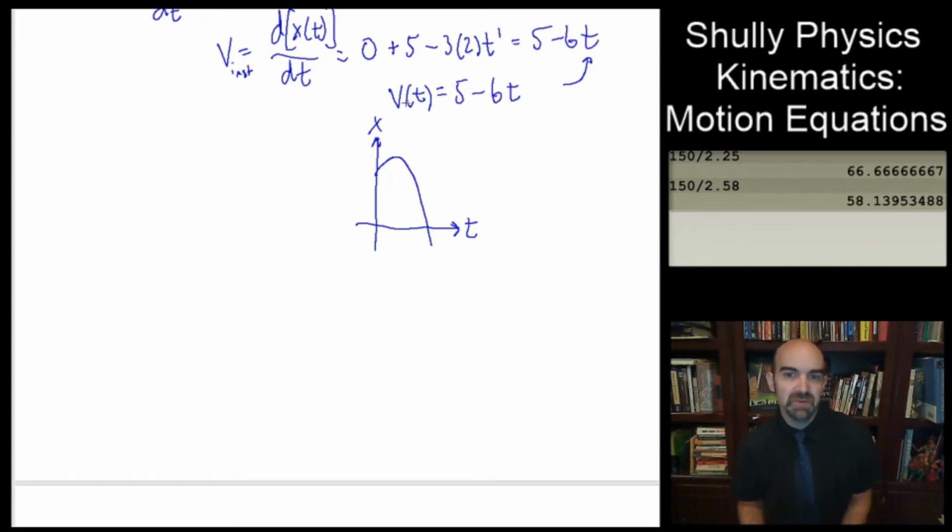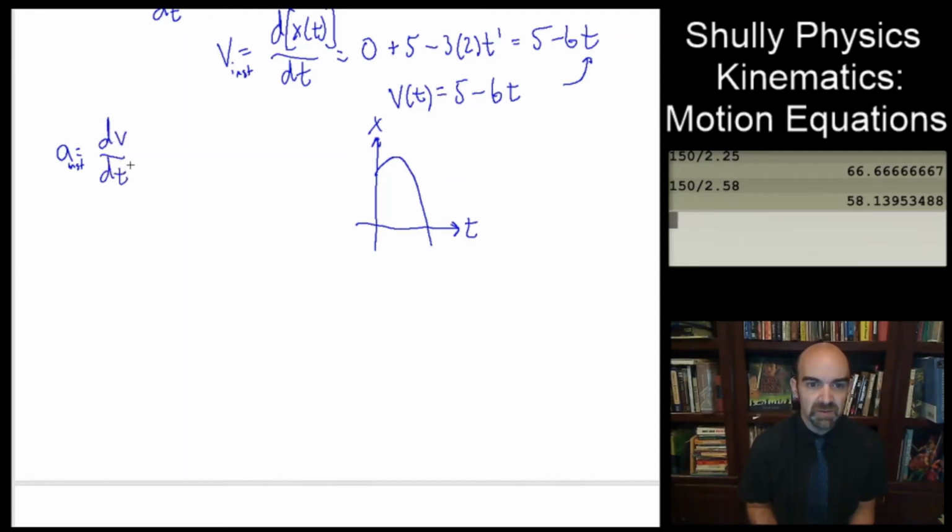Next, what can we do with velocity? Well, instantaneous acceleration. Is this thing accelerating? If the velocity changes, that's the definition of acceleration. If the velocity is changing, there is a non-zero acceleration. So this should be giving us a non-zero acceleration value. Let's check it out. Instantaneous acceleration is dv/dt, the derivative of the velocity function.